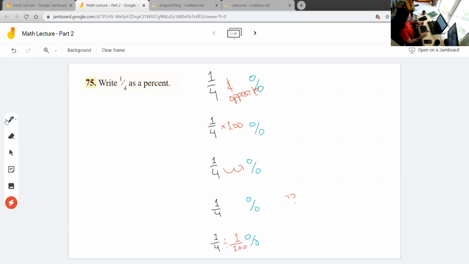So, okay, now I can keep going. So this one doesn't look too bad. 1/4 divided by 1/100. I divide fractions, if you remember, by flipping and multiplying. I get 100/4. So that's going to be 25. And then I put my percent sign at the end of it. But that's still more work than what we just did.